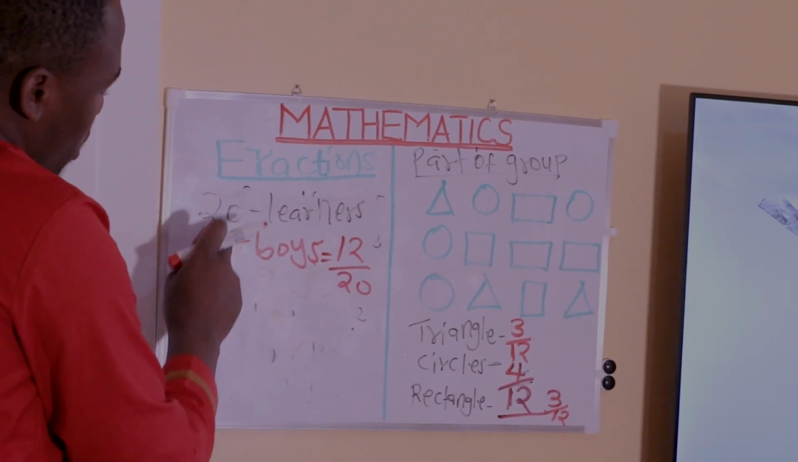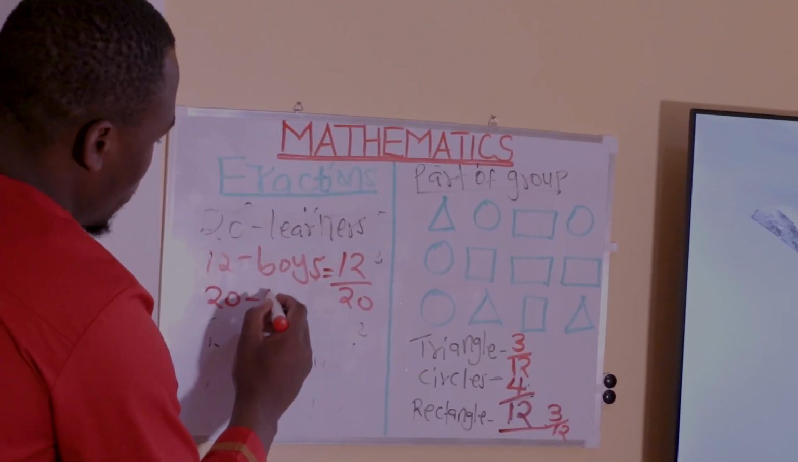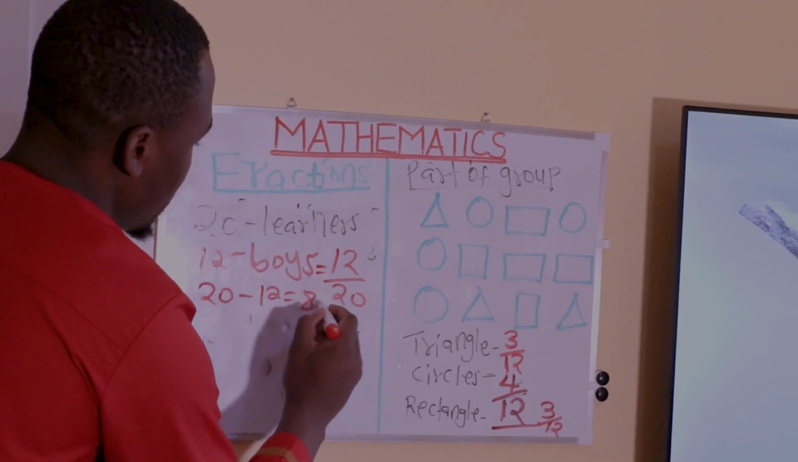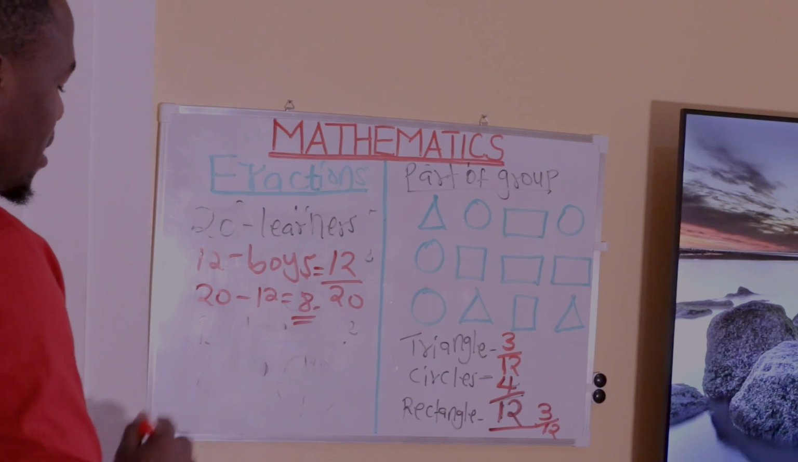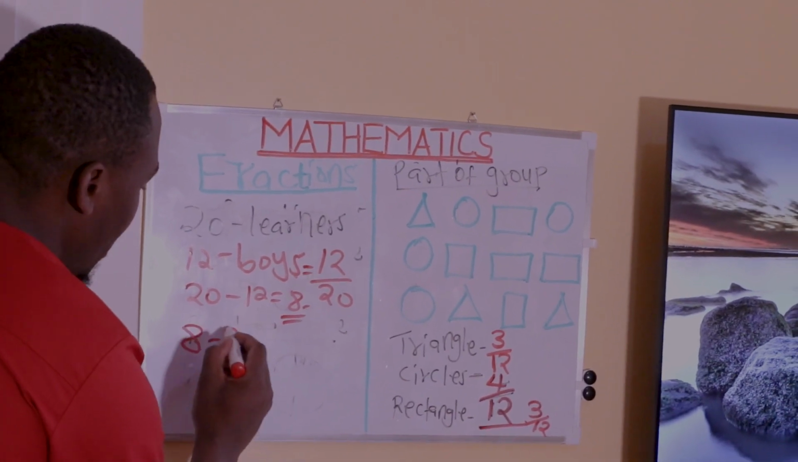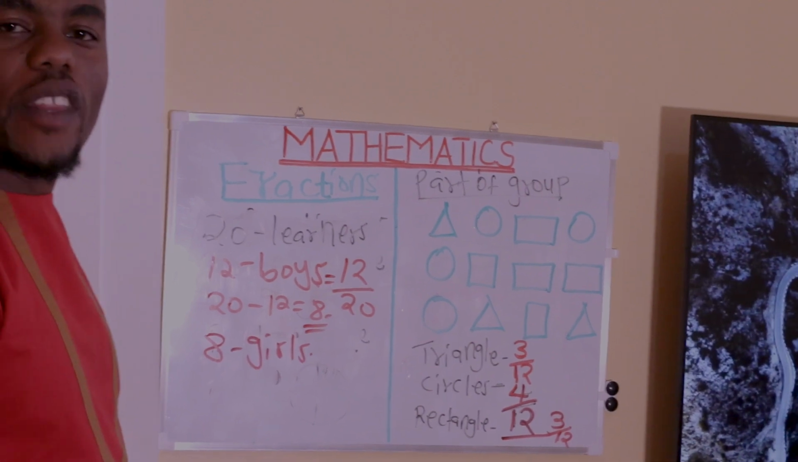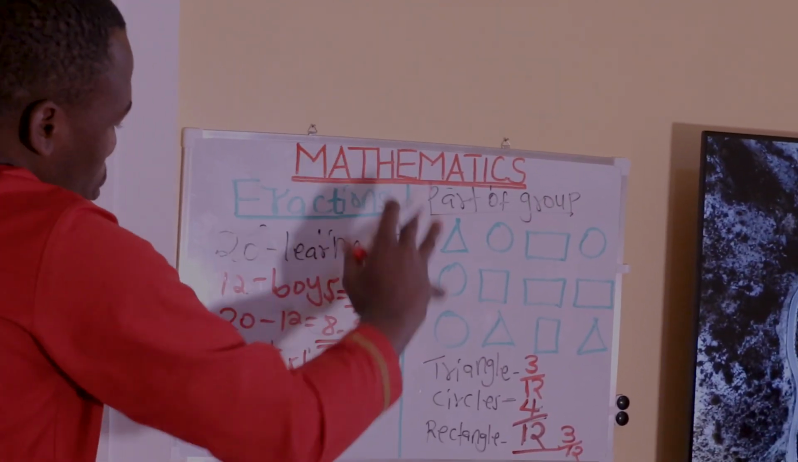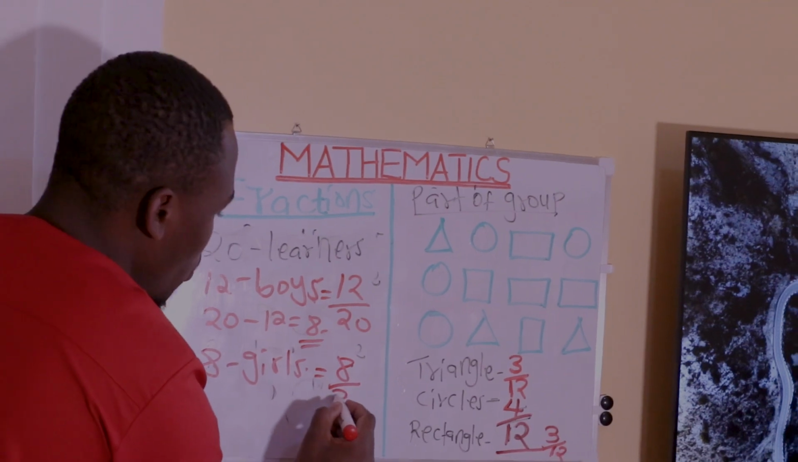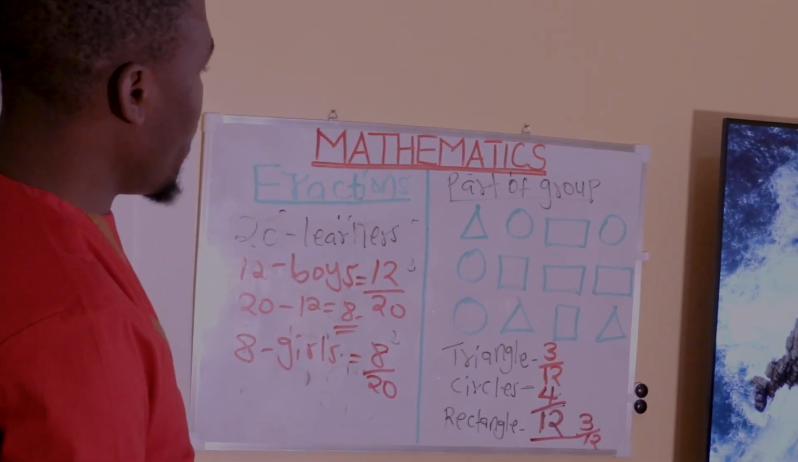So you take 20, take away 12, you get 8. This 8 is representing girls. So if the girls are 8, what will be the fraction of the girls? You'll come and say it will be 8 out of the total number of learners, which is how many? 20.